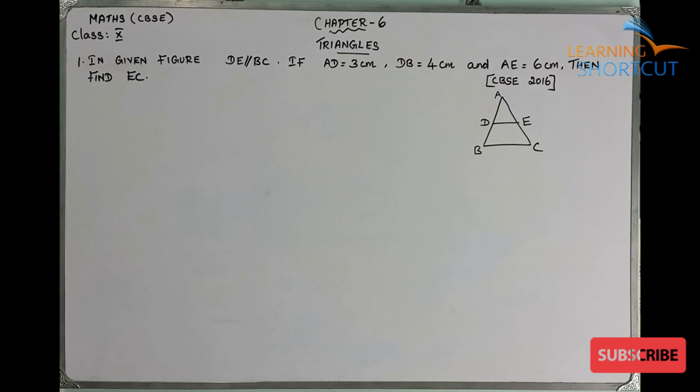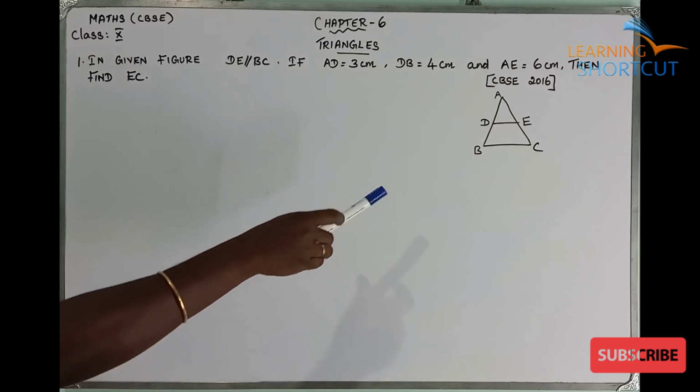This is our first question. In the given figure, DE is parallel to BC. If AD is equal to 3 cm, DB is equal to 4 cm, and AE is equal to 6 cm, then find EC. They have given the figure here. So this is the figure.